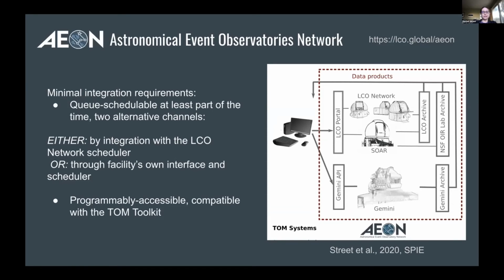We've developed two alternative channels for telescopes to partner with AEON to give the maximum flexibility but keep the simplest possible technical requirements. Telescopes agree to allocate at least some of their time to Q-scheduled observations and to provide programmatically accessible interfaces, which should be compatible with the TOM toolkit.